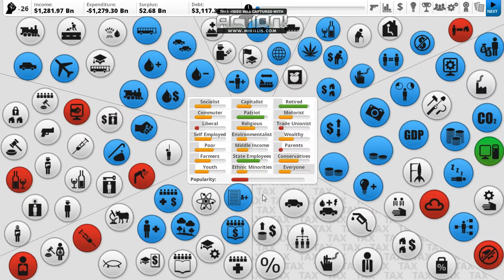And then the last interface element is in the middle of the screen. You have all of the different groups of people that make up your population. And the way that they model voters is actually pretty interesting. So they have these different groups, but people are complicated. Nobody in real life is actually just a socialist or just an environmentalist. People are complicated. They have different elements of their personality, different groups that they identify with.